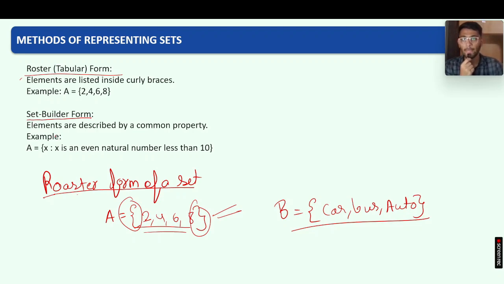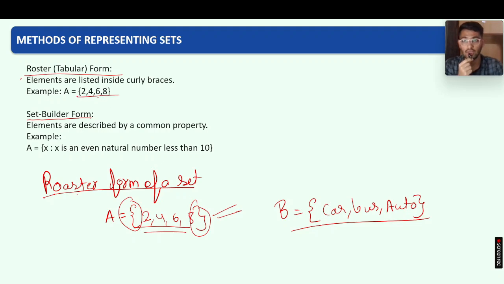So what is set builder form? In it, you don't have to just write the elements. Elements are described by a common property. It is not the same as roster form. In this you only have to give the property, that is, the quality or the definition.